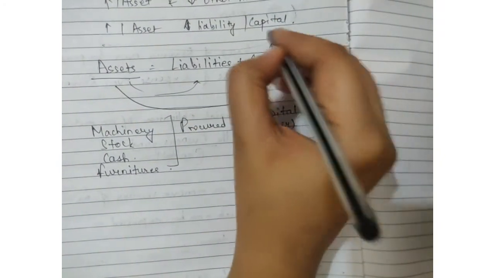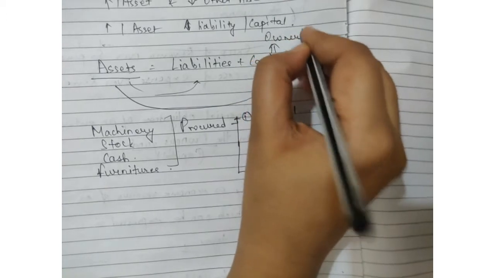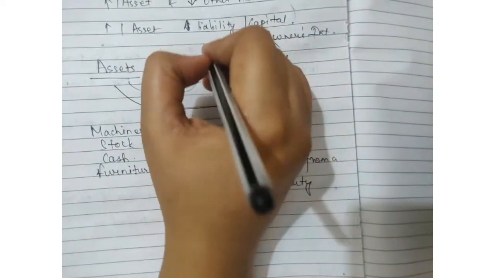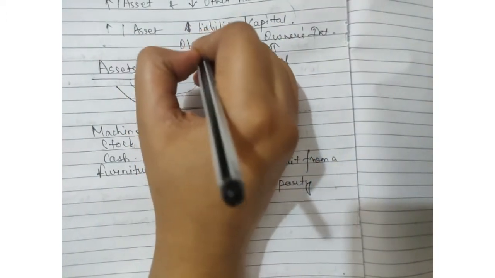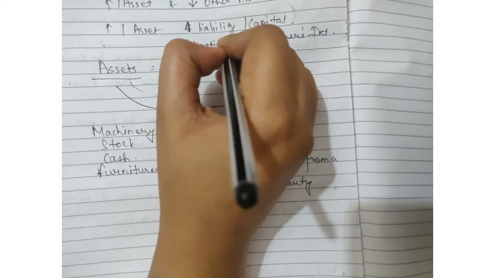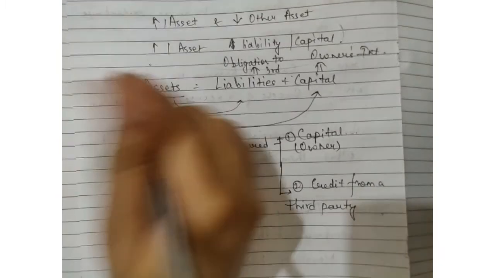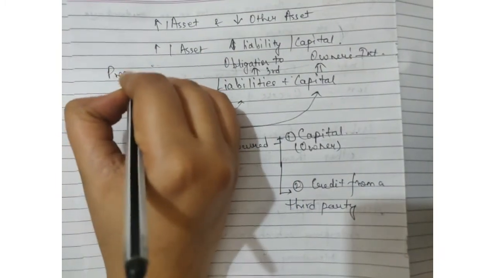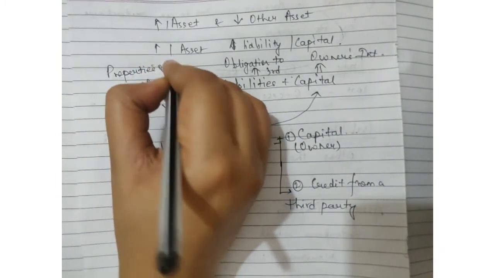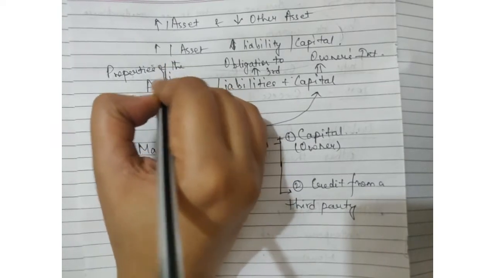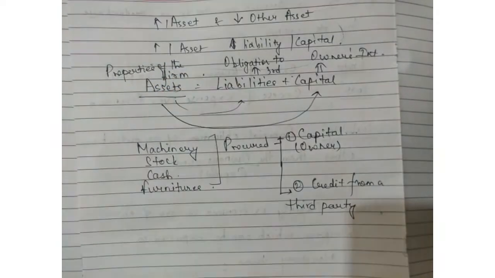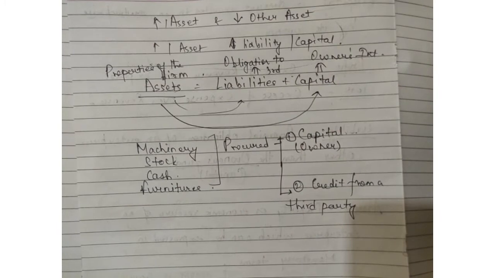Capital is the owner's interest and liability is obligations to third party, and assets are the properties of the firm. This is the most fundamental concept of accountancy. All the balance sheets, PL, everything is based on this concept.